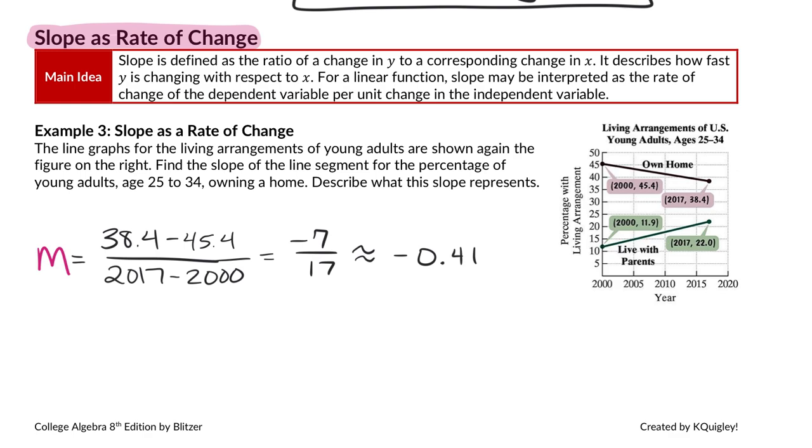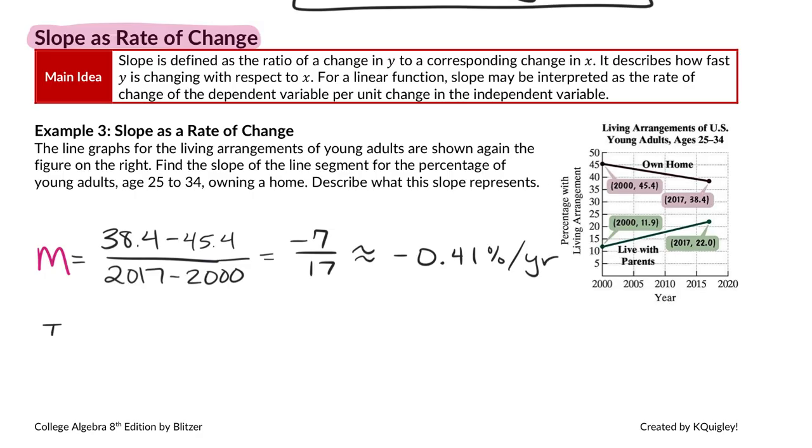Now this is, again, the percentage of U.S. adults per year that are changing their living arrangements. Now what does this mean? And here's where slope becomes rate of change. If we apply it to the data, what are we actually finding here? And this is a sentence answer.